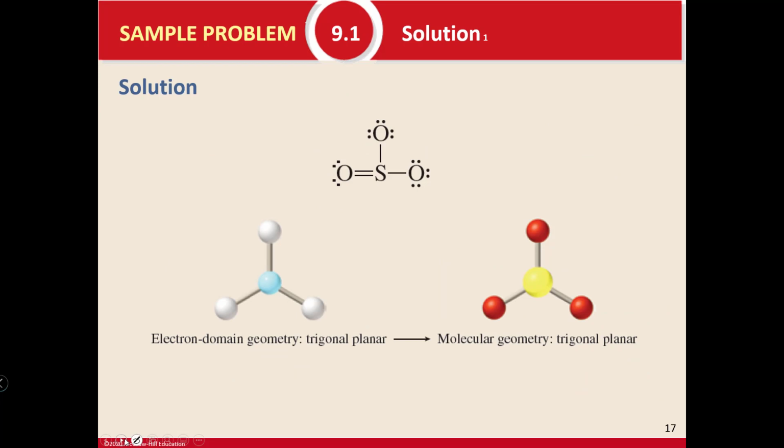So, I don't like the way the book does this. I mean, this one's okay because it's the same. This is AX3, right? AX3, AX3. These are the actual colors: red for oxygen and yellow for sulfur. And you can easily see when you look at this that the molecular geometry and the electron domain geometry are the same. They're both trigonal planar. Flat plane, flat triangle. All right. Next one.